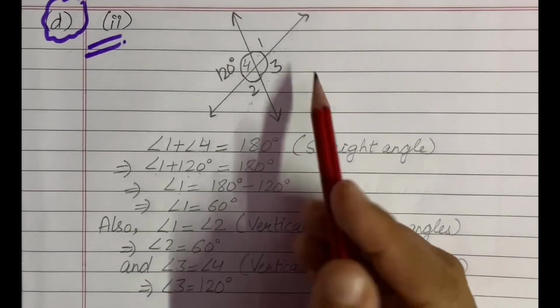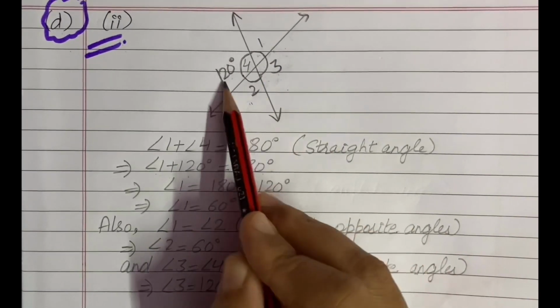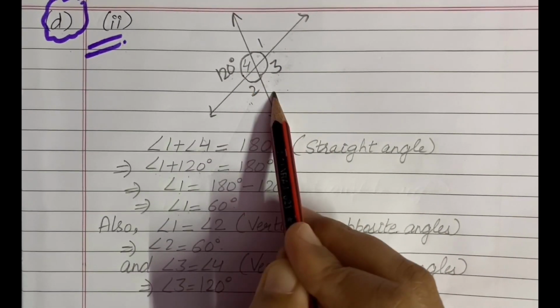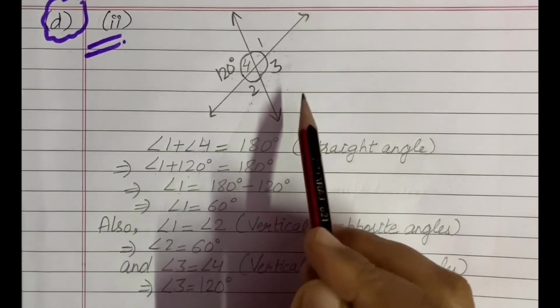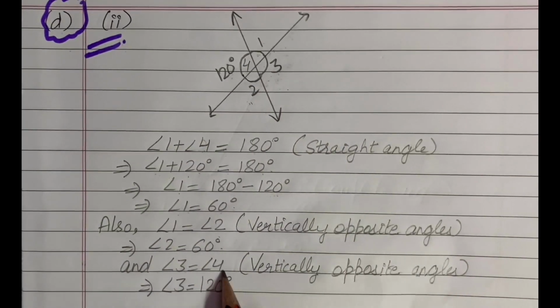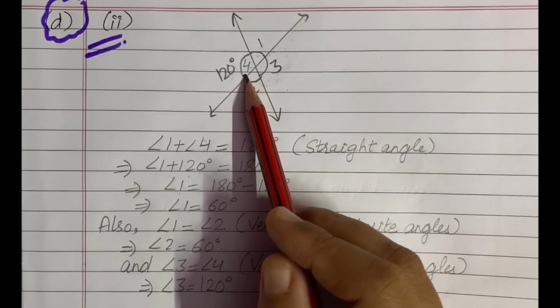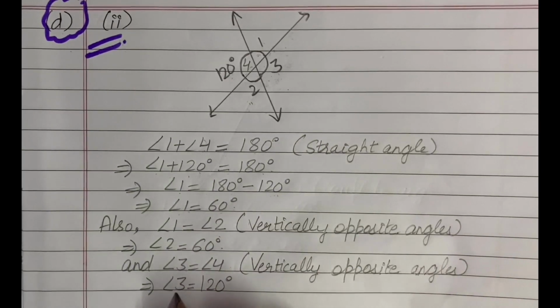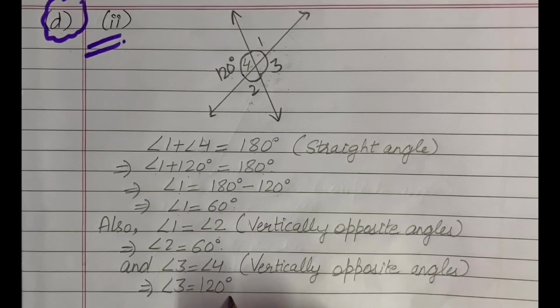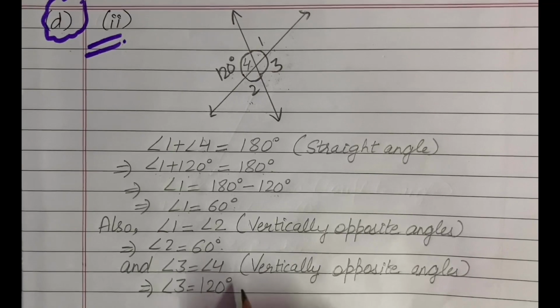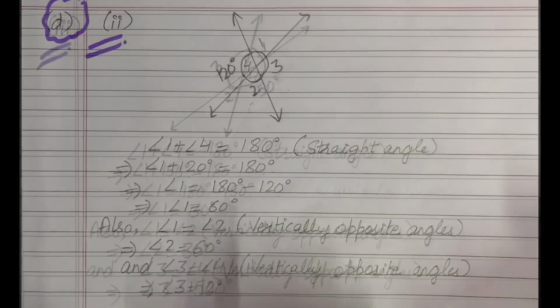Similarly, see angle 3 and angle 4. They are also vertically opposite angles. So they are also equal. So angle 3 is equal to angle 4. And the value of angle 4 is already given to you, that is 120 degrees. So that means angle 3 is also equal to 120 degrees. Hopefully it is clear to you.